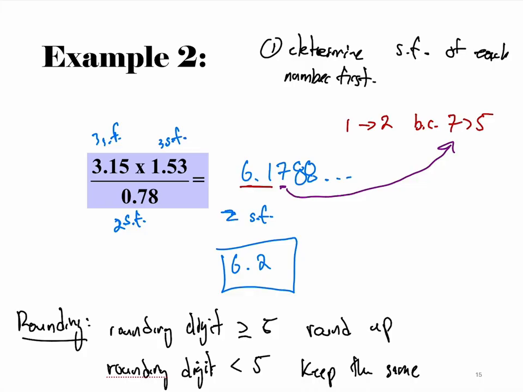Right, so this right here is our rounding digit. That's greater than or equal to 5, so we have to change this 1 into 2. That 2 gets added, plus 1.